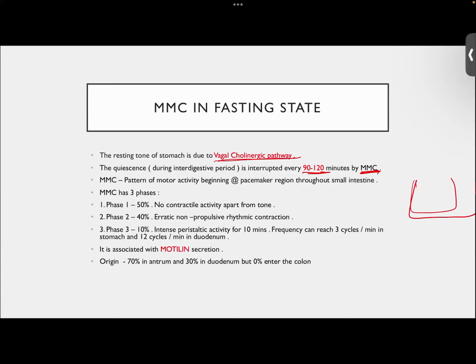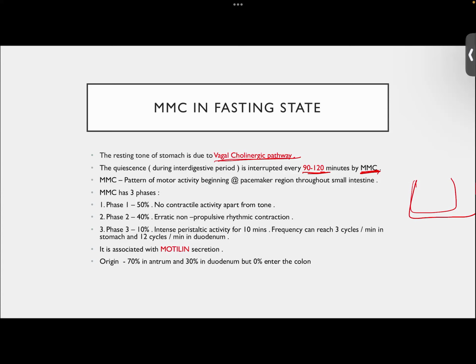And what is the migrating motility complex? I've been saying it, but I haven't explained this. It's a pattern of motor activity beginning at the pacemaker region throughout the small intestine. So it's some motor activity, which means some contraction, beginning at the pacemaker region and then moving throughout the small intestine. Simple. It has 3 phases, phase 1, phase 2, and phase 3.